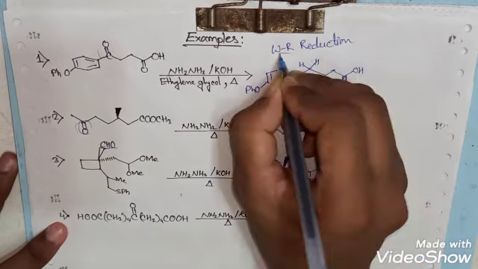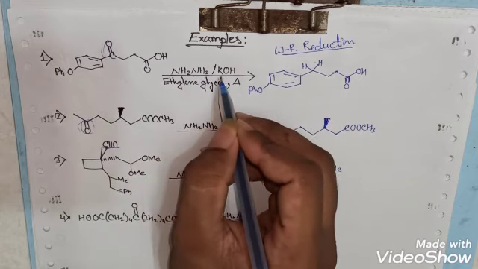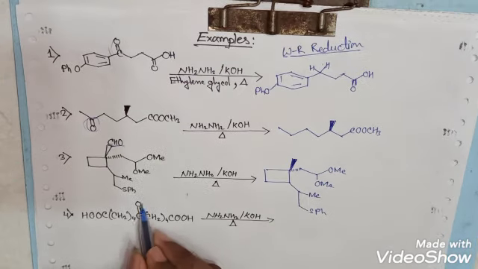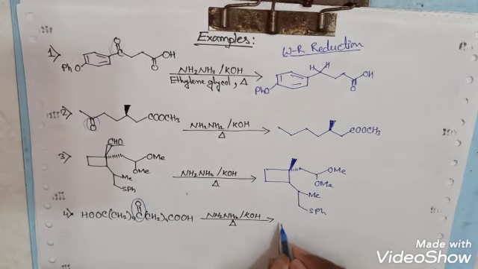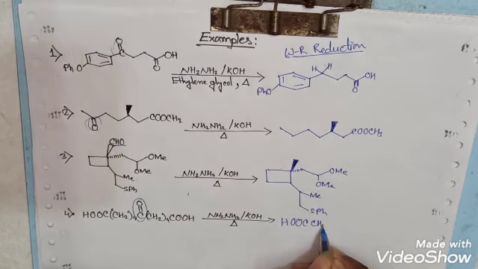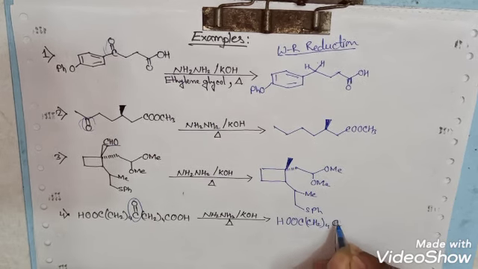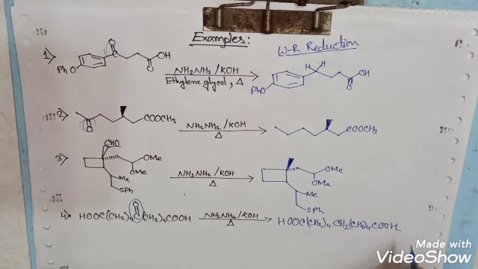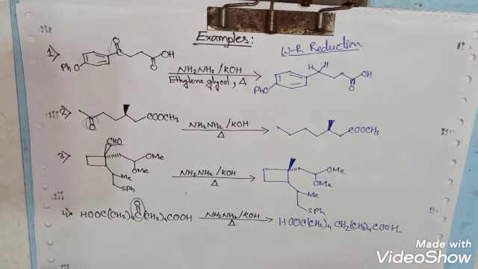Whenever you see there is a carbonyl compound like an aldehyde or ketone, and hydrazine, a base and heat, thermal conditions are present, you can easily treat the reaction as a Wolff-Kishner reduction. So here you can see there is a ketonic part, so you can easily reduce it. This is going to be CH2 because it has been reduced. Okay, this has been reduced. So these all are examples of Wolff-Kishner reduction.